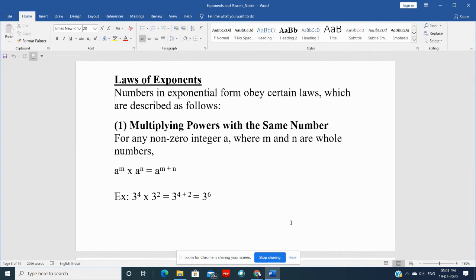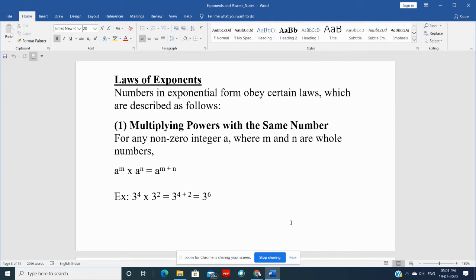Hello everyone. So in this video, we are going to discuss laws of exponents. This is your exponents and powers chapter of class 7. In exponential form, we need to obey certain rules. While solving the sums, we need to obey certain rules. Now let's see which are these rules.